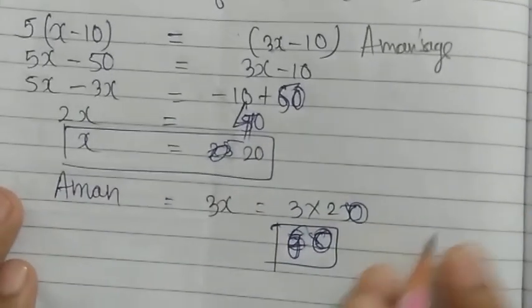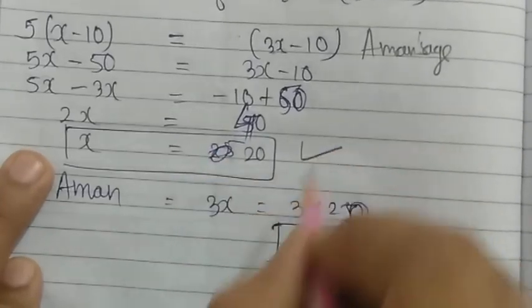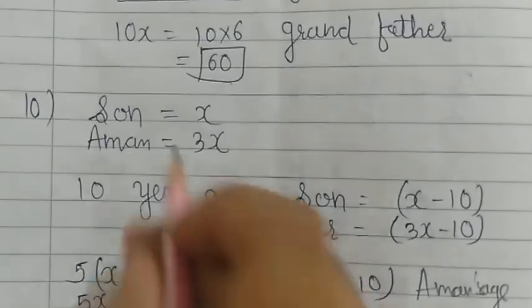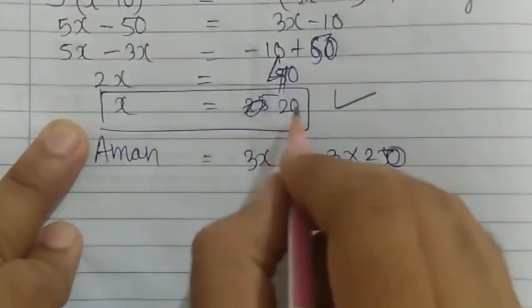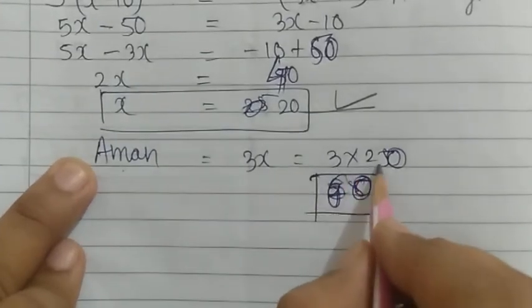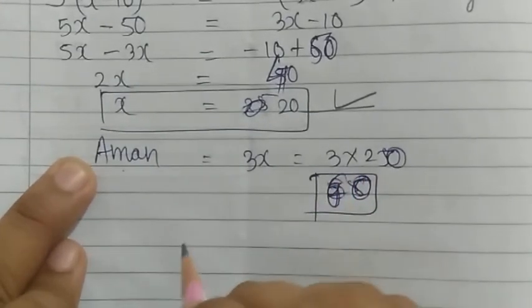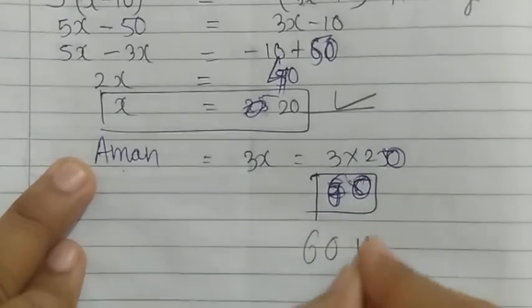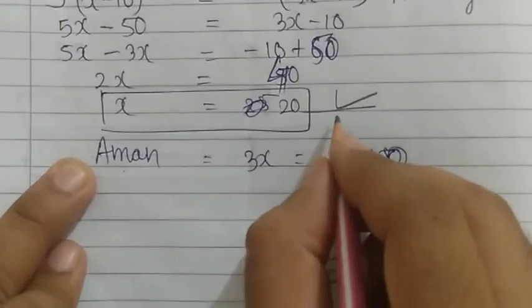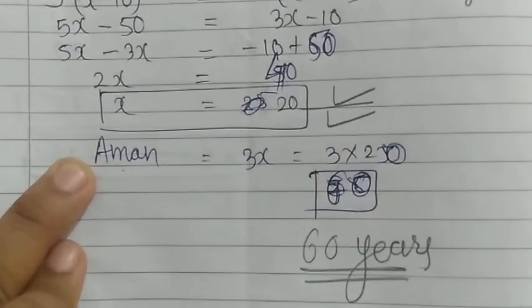So at the beginning we guessed that the son's age is x. So here we get it: the son's age is 20 years and Aman's age is 3x, that means 3 multiplied by 20. So 3 twenties are 60. Aman's age is 60 and his son's age is 20 years.